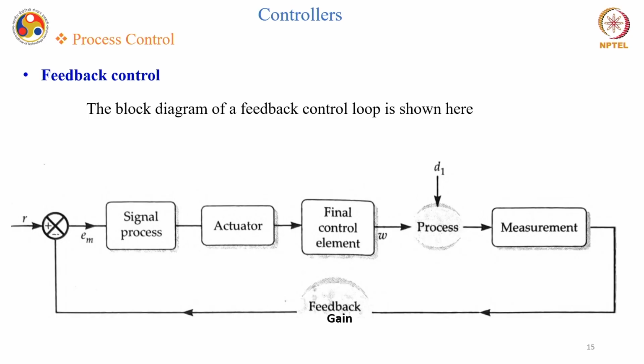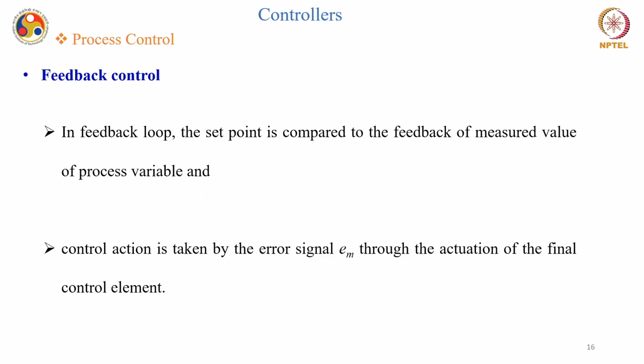So let us see the feedback control system, which is a very essential part of any process control. The block diagram of a feedback control loop is shown over here. You have this signal processing unit, actuator, final control element, the process which is getting disturbed by say signal D1, and then you have measurement, and then we have a feedback gain. Now in a feedback loop, the set point is compared to the feedback of the measured value of the process variable, and control action is taken by error signal EM through the actuation of the final control element.